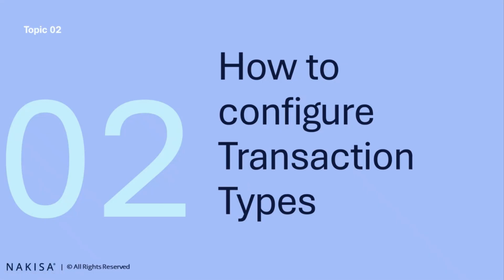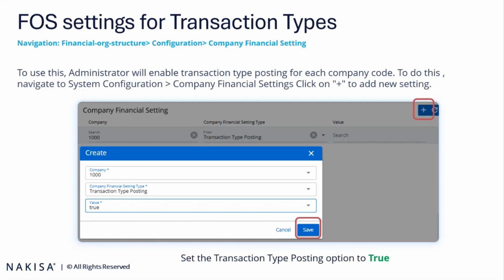How to configure transaction types? When we come on our FOS page, under the company financial setting, the administrator will be able to toggle on true for adding a company code if the transaction type is not being utilized. You will click on the plus icon, select your company code, assign the transaction type from the drop down menu, assign a true value to it, and you will be able to save it.